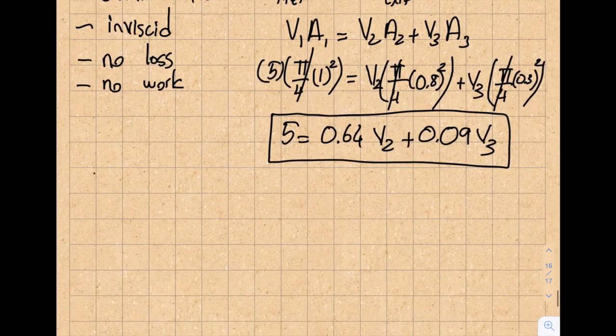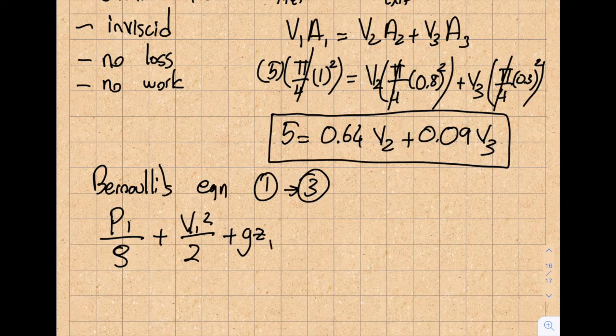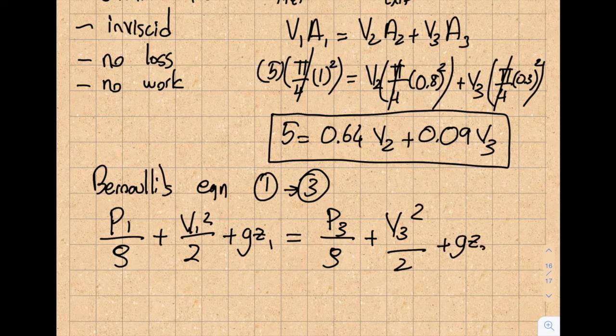And I'm going to use my Bernoulli's equation, 1, 2, 3. So if I do that, I will get P1 over rho plus V1 squared over 2 plus gZ1 will be equal to P3 over rho plus V3 squared over 2 plus gZ3.